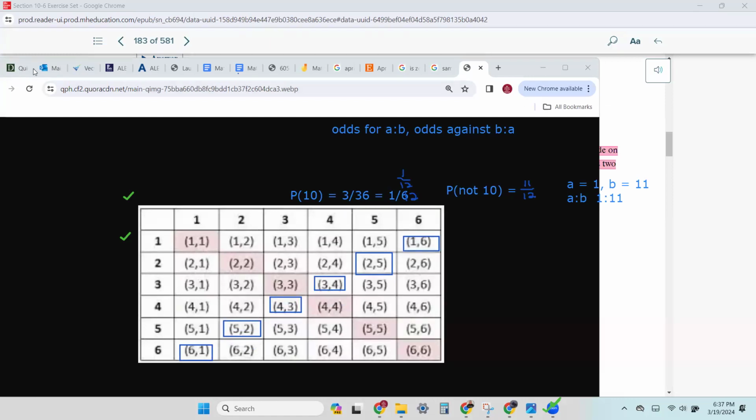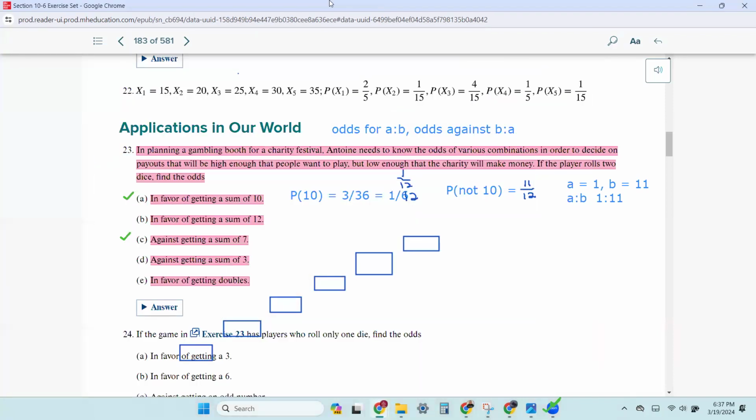Mr. Crew, on tests, will we be able to have the sample space chart? If it's on it, yeah, I mean, they should. Have you never had any of those? Usually they'll give it to you. Okay.